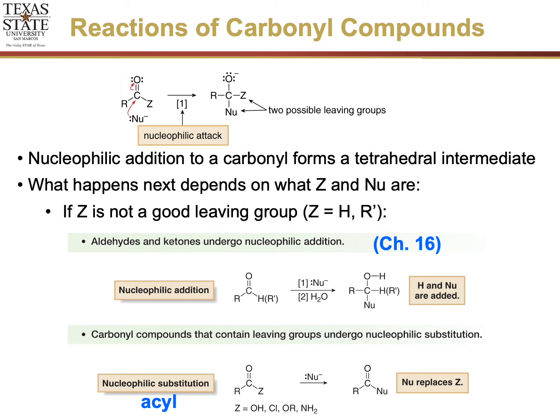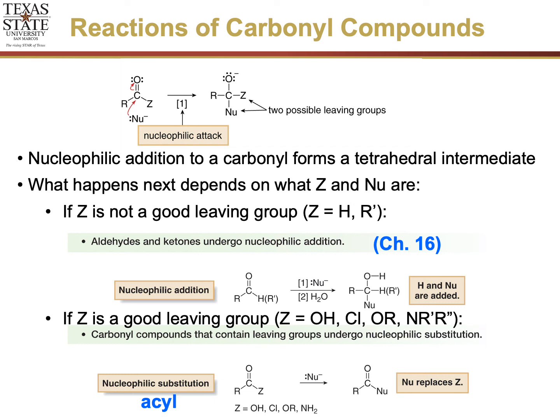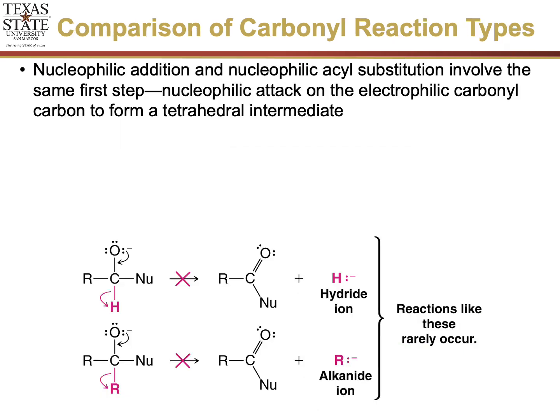Alternatively, if we have these acyl systems where we have, instead of a hydrogen or a carbon, hydroxide, chloride, an alkoxide, or an amine, now we have to compare and contrast what is the better leaving group. Sometimes the nucleophile will displace the hydroxide or chloride, or the nucleophile itself can be irreversibly removed. Okay, so if our Z group is a good leaving group, it can undergo a substitution reaction, not an addition reaction found with the aldehydes and ketones.